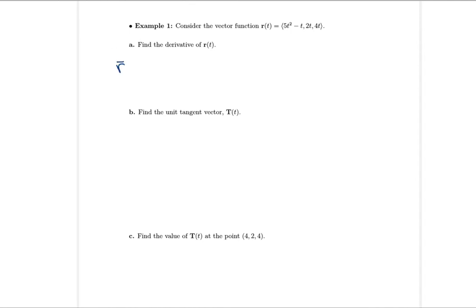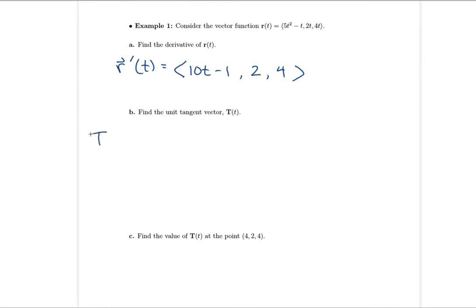So r prime of t, we can just go through here. The derivative of this, we're going to use the power rule, 10t minus 1 as my x component. But then the derivative of 2t is just 2, and the derivative of 4t is just 4. So there's my derivative function for this vector valued function here. Now find the unit tangent vector.